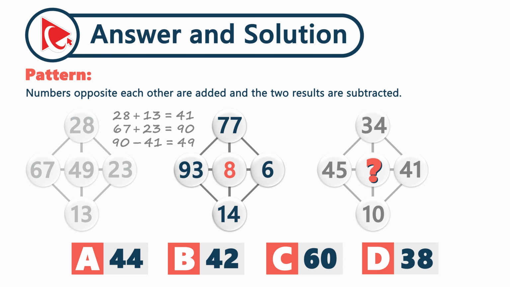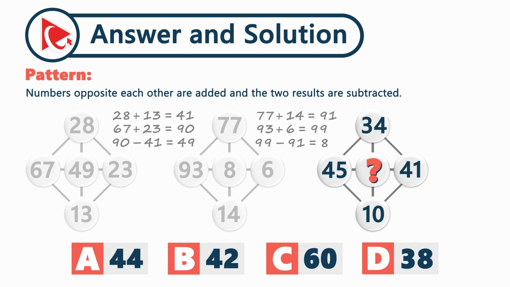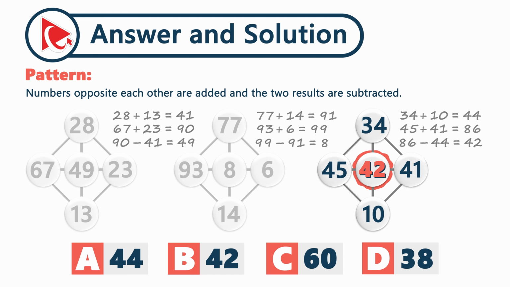Let's look at the second rough diamond and validate our pattern. 77 plus 14 equals 91. 93 plus 6 equals 99. 99 minus 91 equals 8. And now is the moment that you've been waiting for. Now it's the magic time to calculate the missing number. 34 plus 10 equals 44. 45 plus 41 equals 86. And 86 minus 44 equals 42. So the correct answer here is choice B, 42.